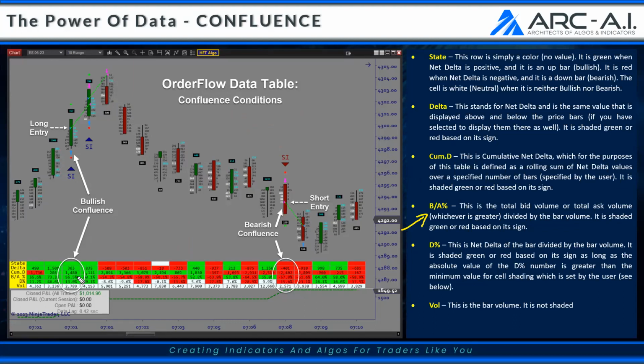So this is going to be the percent. If it's above 50, then it's positive. If it's below 50, it's negative. Then you've got percent delta.